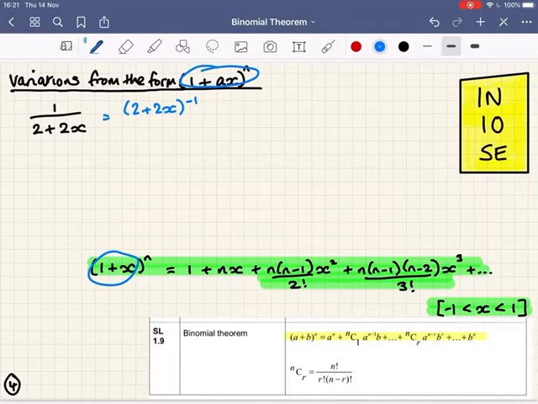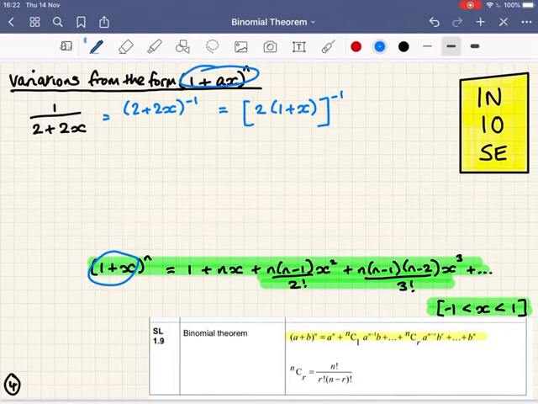And I can only apply this formula if it is in the form 1 plus or 1 minus something. So I first of all need to make an adjustment to this, and I need to do a bit of factorising. So watch carefully. What I need to be saying is that this is the same as, well, I want to get 1 on its own in those brackets. So I'm going to take 2 outside the brackets and say that this is the same as 2 lots of 1 plus x all to the minus 1.